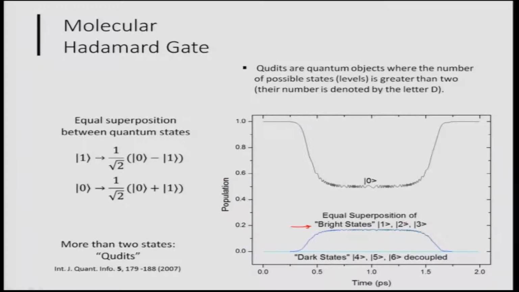we will be having an equal superposition of bright states, and such multiple coherent states, if can be generated, then they are nowadays called qudits, which are quantum objects where the number of possible states or levels is greater than 2. Their numbers are denoted by the letter D, and this was first given by Stroud, as I mentioned in this particular work, more than 2 states called qudits.